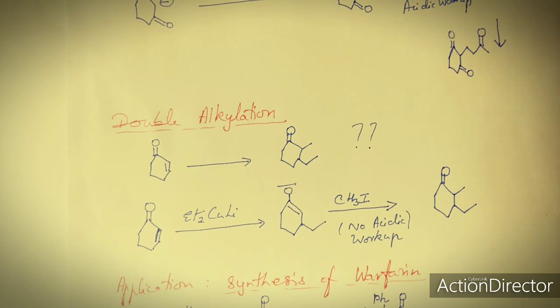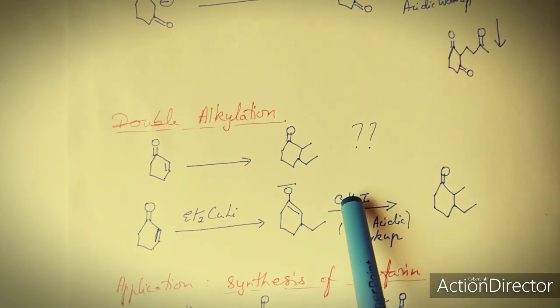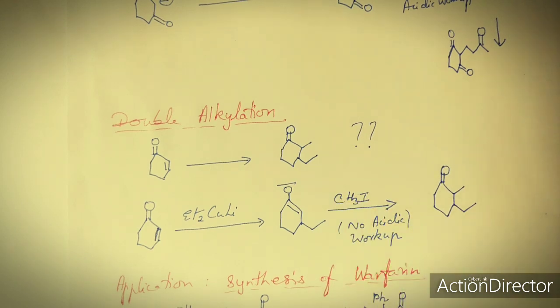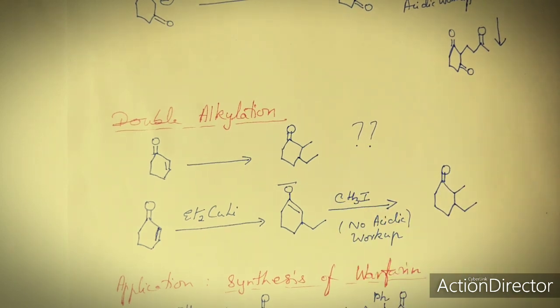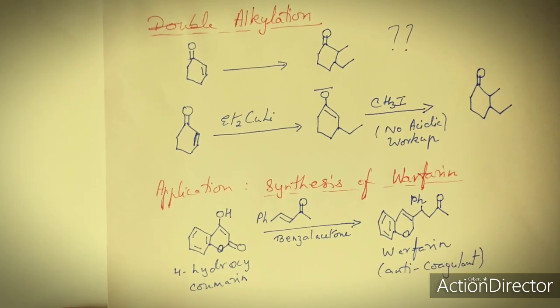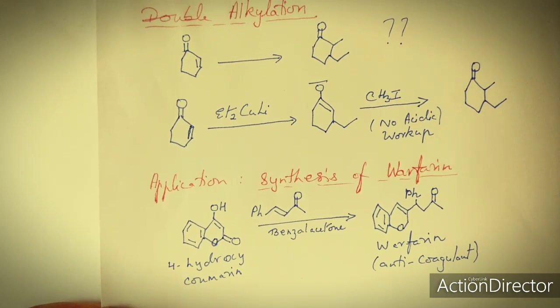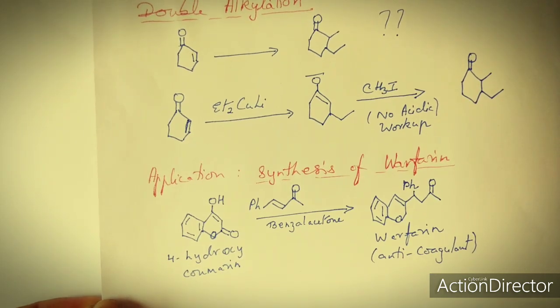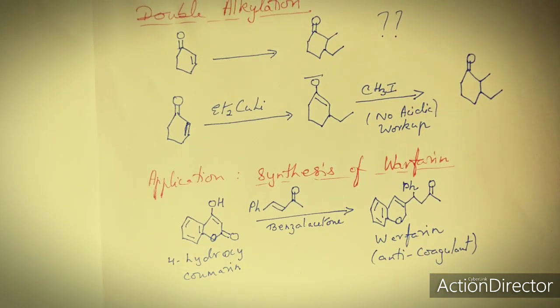Why have I discussed it here? Because this is an application of Michael addition using this organolithium, with a variation in the second step: instead of using an acidic workup, we are reacting with this alkyl halide. Now let's see one of these applications of the Michael addition reaction. There are many more, but this was the simplest and the one which was tried very early, a long time back.